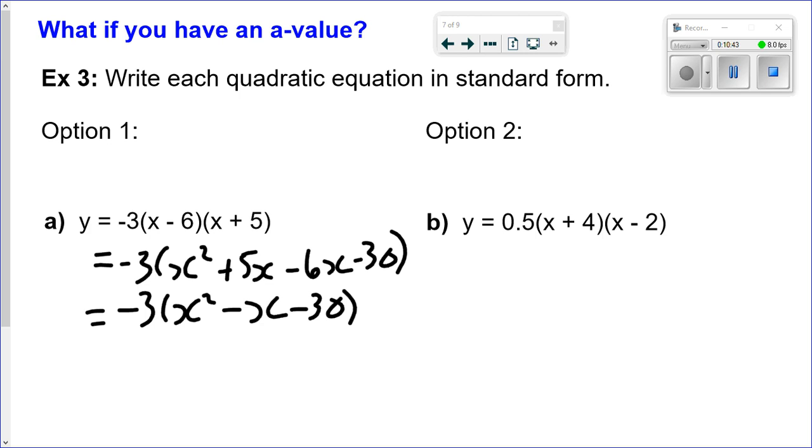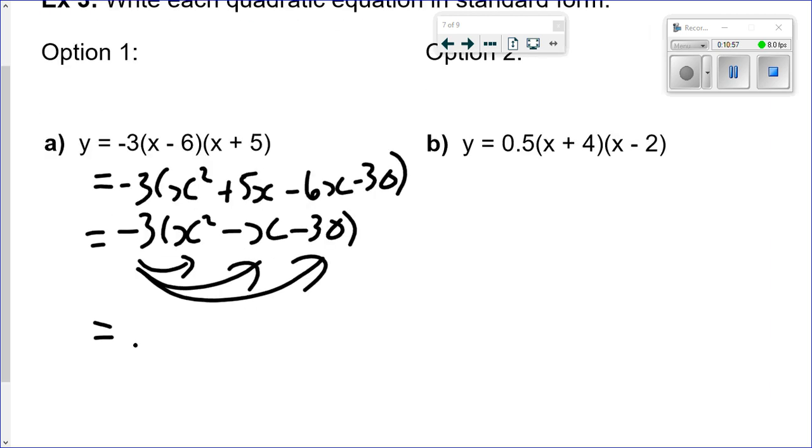And this is, had the A value been 1, had it not been there at all, this is how we would have solved it. At this point, we can now expand into the 3 terms that are left. So it ends up being negative 3x squared plus 3x plus 90.